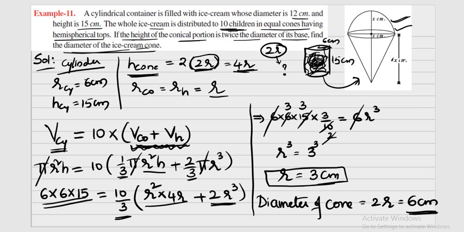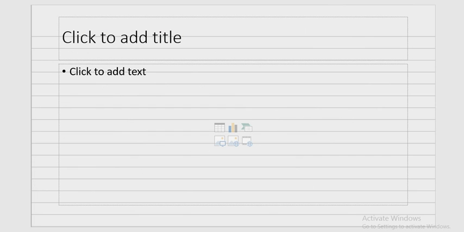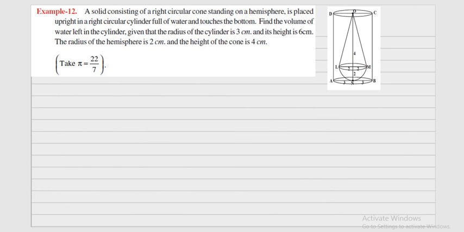Next, moving on to one more question. So what is the next question? See, a solid consisting of a right circular cone standing on a hemisphere. See, from the figure you can easily understand. So already what we have discussed earlier, the same thing he has given in some other way, right?